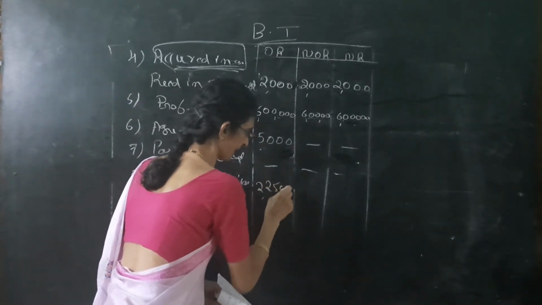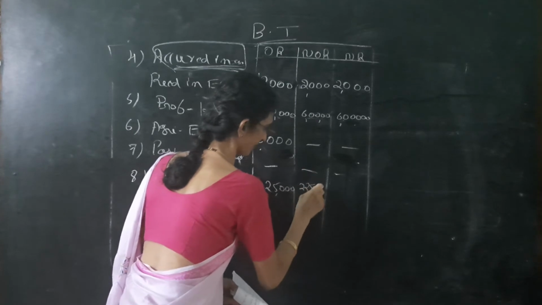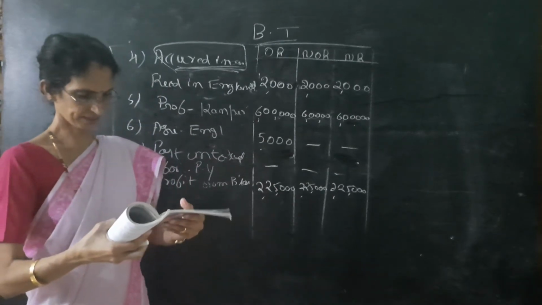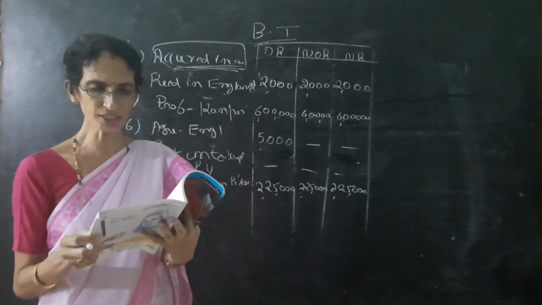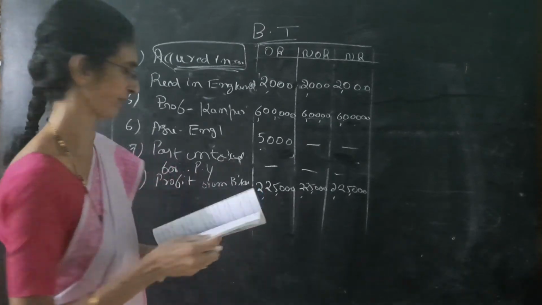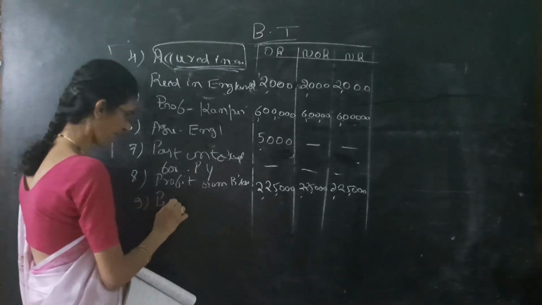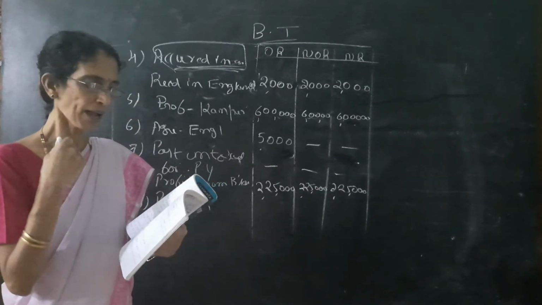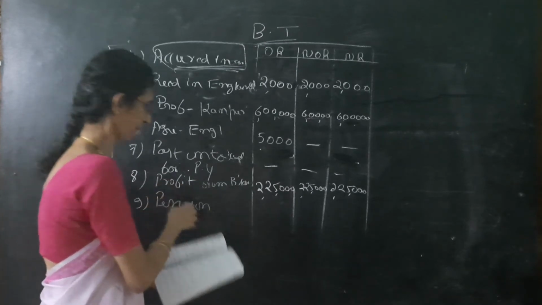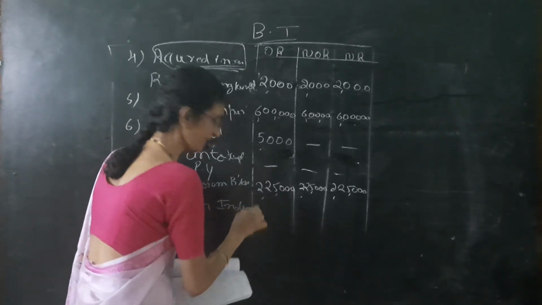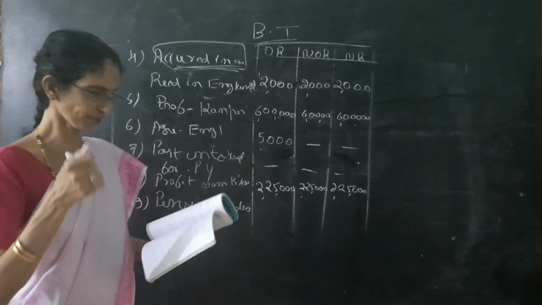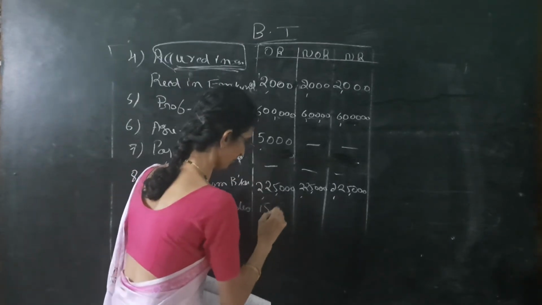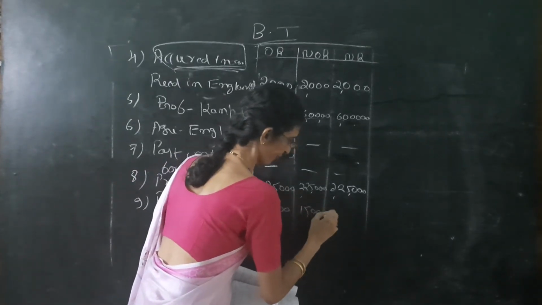It is 2,25,000. So this is the Indian income. So we have to write 2,25,000 in three columns. Then last one is pension from former employer in India. It is important from which country we are getting the pension. So it is from the employer in India. So it is Indian income, the income we received from India. So three columns yes yes yes. So it is 15,000, 15,000, 15,000.